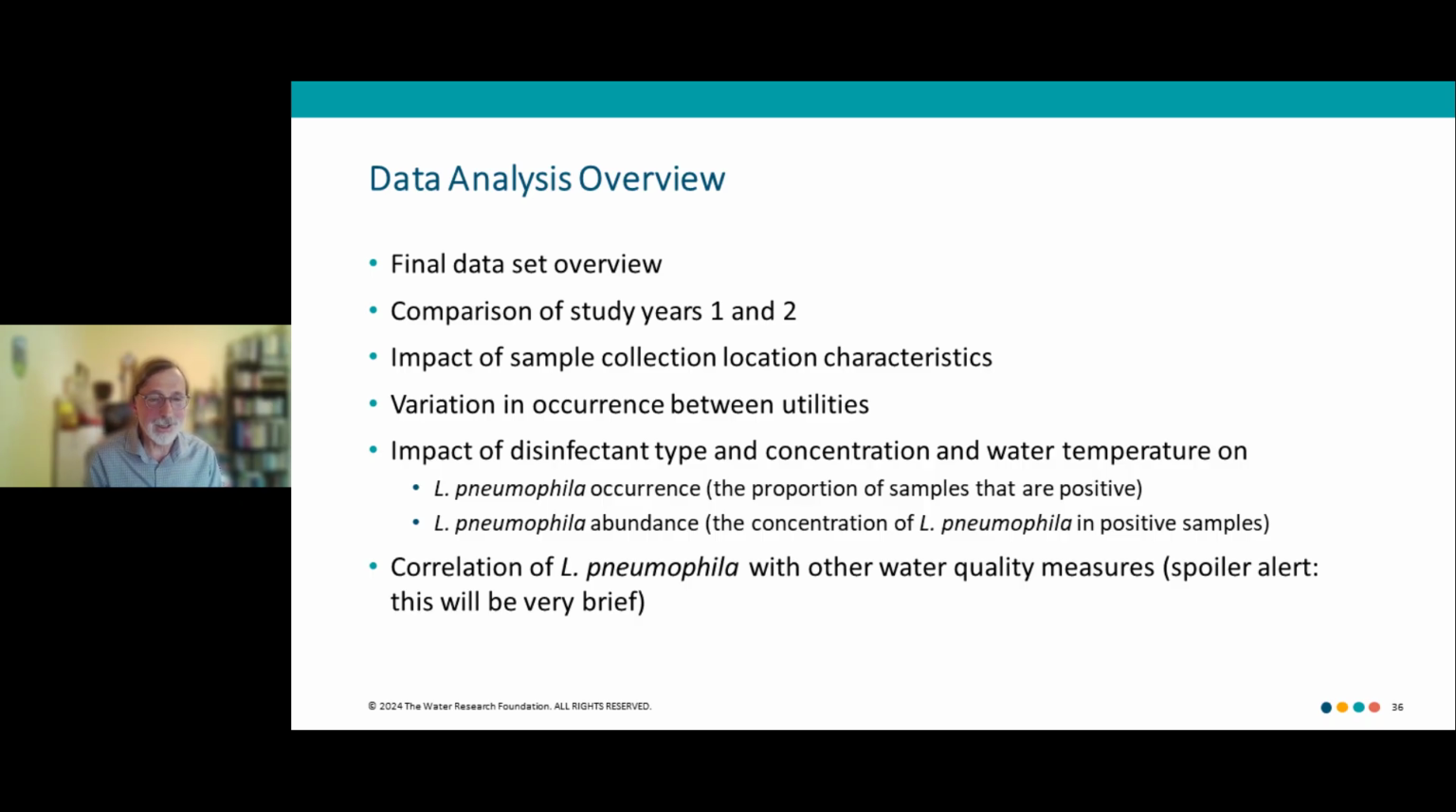I actually took this out of the presentation. We're going to talk very briefly about Legionella pneumophila correlation with other water quality measures. And the spoiler alert is that this would be very brief. In fact, I took it out because there is no correlation. We looked at things like HPC and other water quality parameters, and like everybody else has seen, if you want to know what Legionella pneumophila concentration is there or whether it occurred, you've got to look for the Legionella pneumophila.